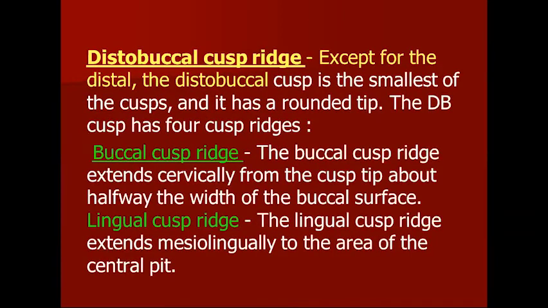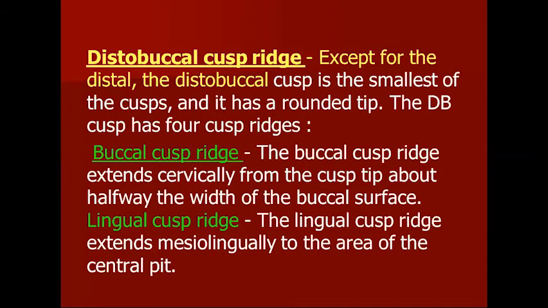Distobuccal cusp. The distobuccal cusp is the smallest of the three buccal cusps and it has a rounded tip. The distobuccal cusp has four cusp ridges. Buccal cusp ridge. The buccal cusp ridge extends cervically from the cusp tip about halfway the width of the buccal surface. Lingual cusp ridge. The lingual cusp ridge extends mesiolingually to the area of the central pit.